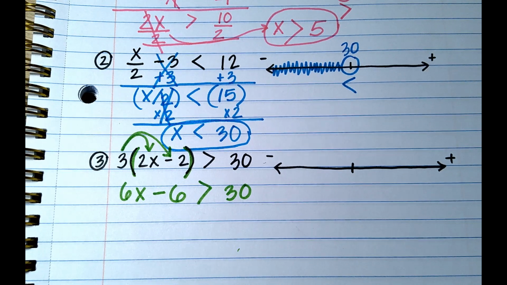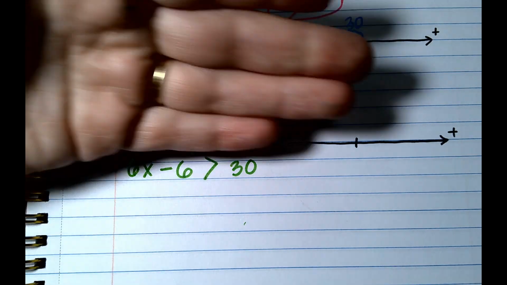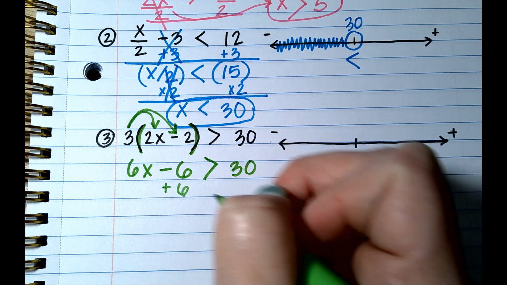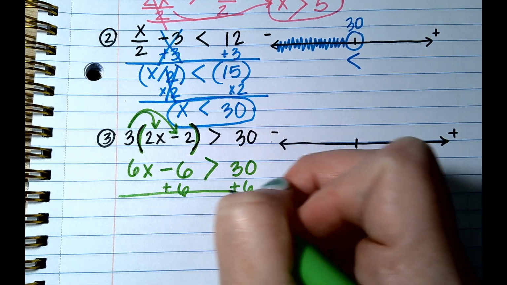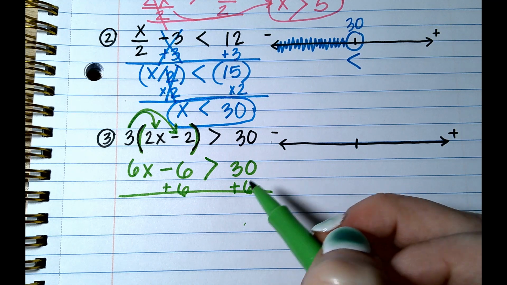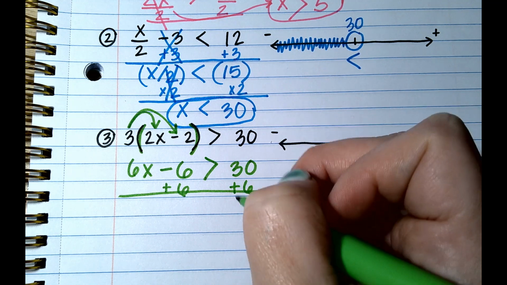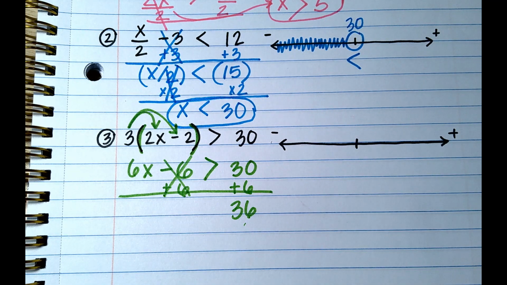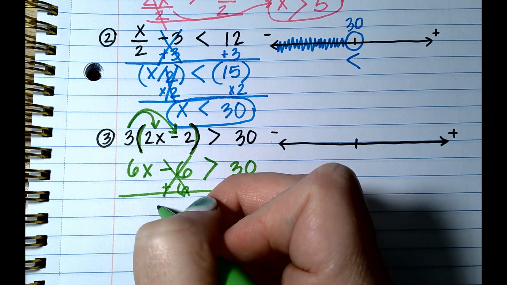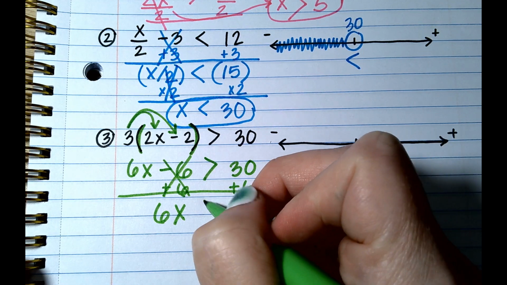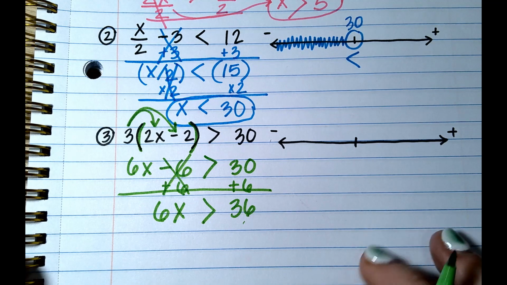Okay, so now the parentheses are gone. We can solve this one like normal. So what do I do from here? Plus 6. Good. And then what? Add the 30 plus 6. Yeah. And then the 6s cancel. Good. Bring that down. Yes, bring down 6x. Then you keep the greater than. Good, good. Okay. And you got one more step.